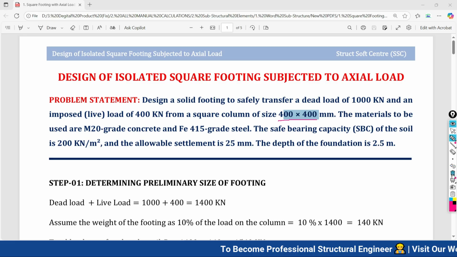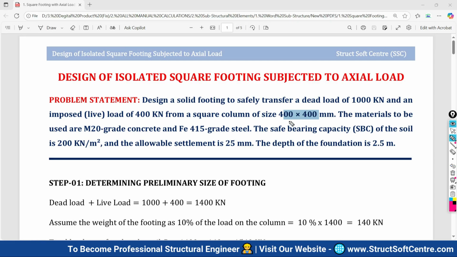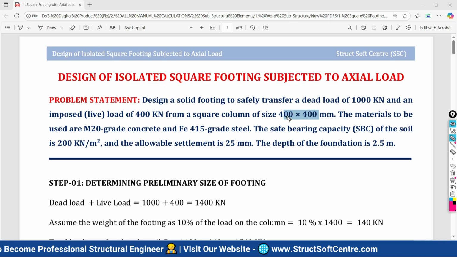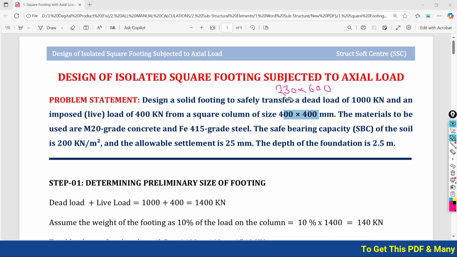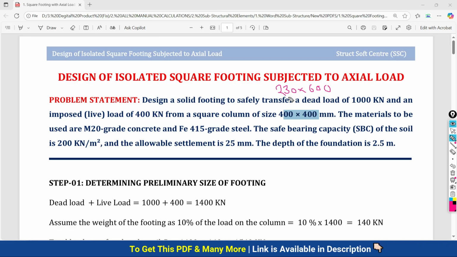Normally when the size of the column is square, we prefer to provide the square footing. When the size of the column is rectangular, for example 230 by 600, so it is a rectangular size of the column, we prefer to provide the rectangular shape or size of the footing. But if your column is square, at that time we prefer to provide the square footing. Or it is not compulsory. If you would like to provide the rectangular footing for a square column, that you can do. Square footing for a rectangular column, that also you can do.